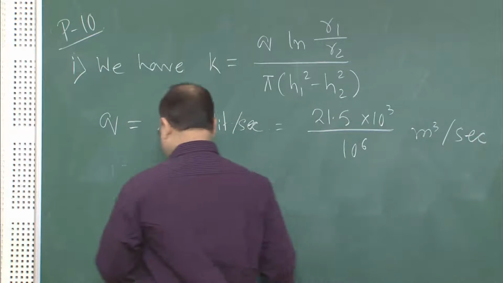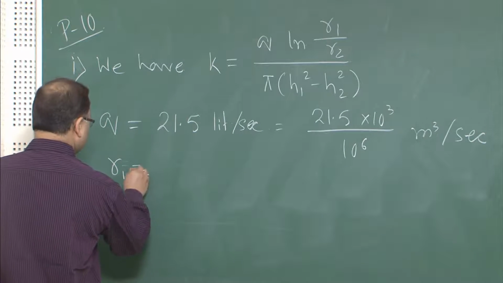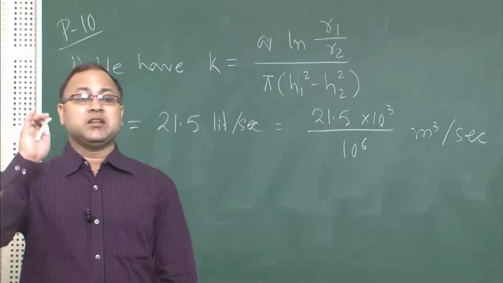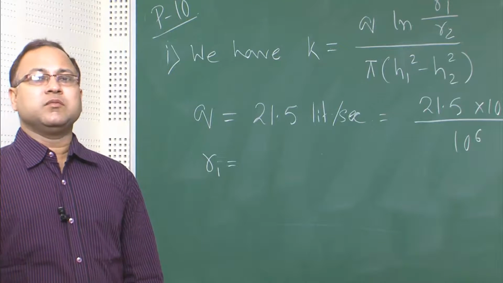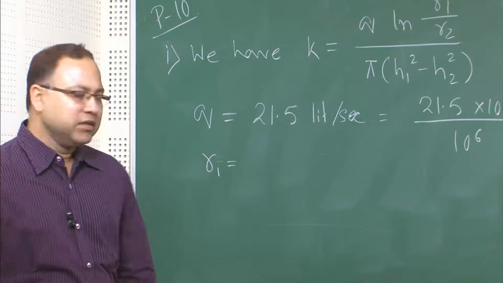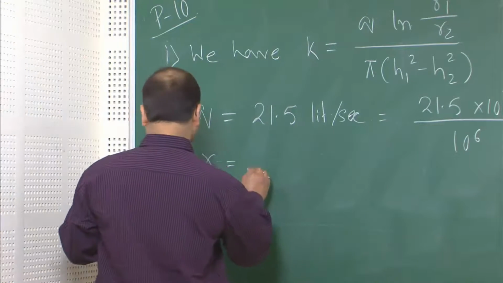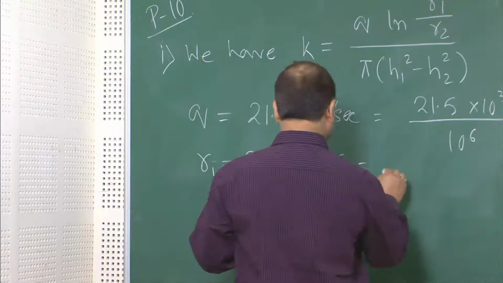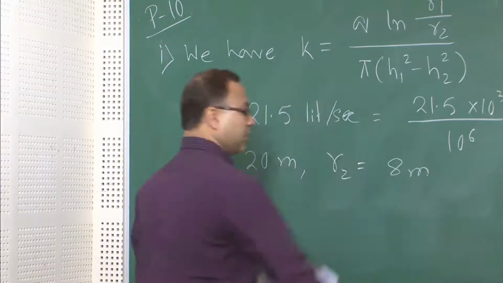Now, R1 is how much? That is the radial distance of the observation well 1 from the test well, that is the farthest well. That is given as 20 meter, whereas R2 is given as 8 meter.